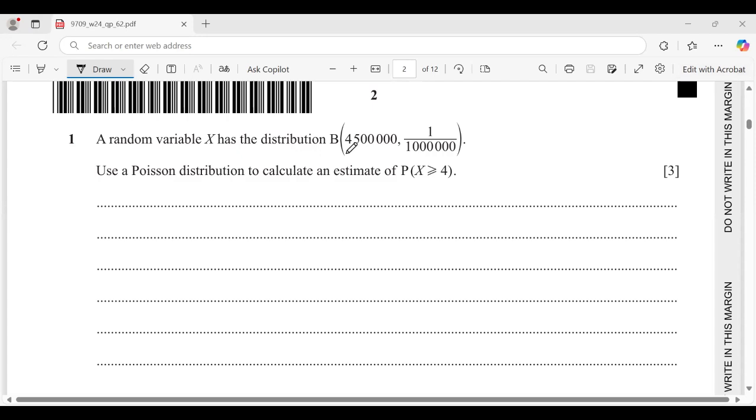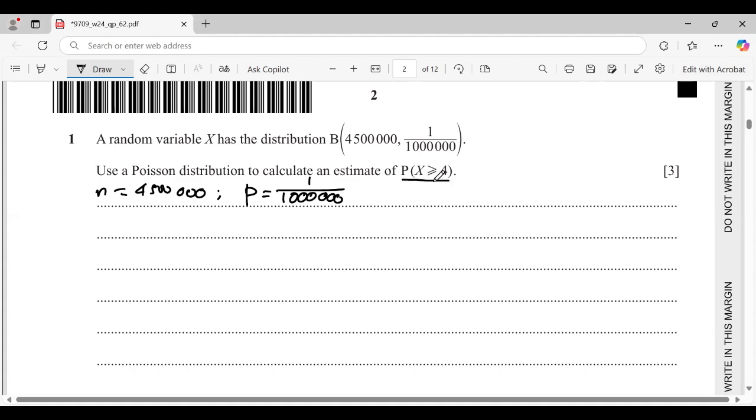Given through this binomial distribution information that n equals 4,500,000 and probability p is 1 over 1 million. Now we want to estimate the probability X greater than or equal to 4. Using the Poisson approximation, lambda we can determine through n multiplied by p, or n times probability.